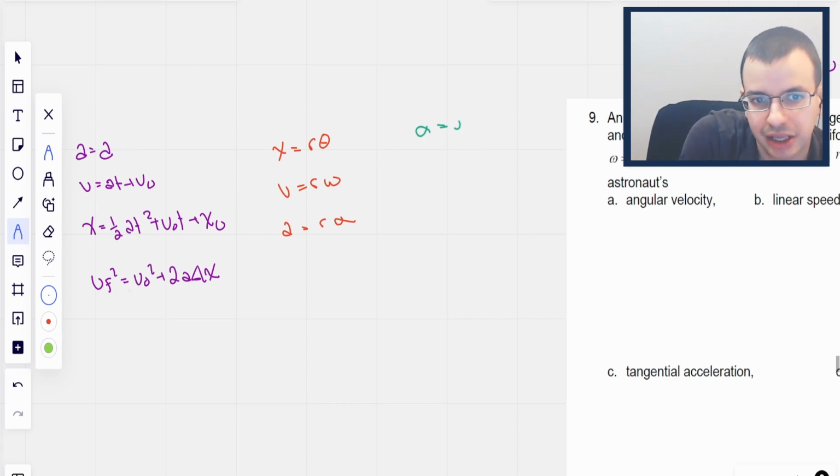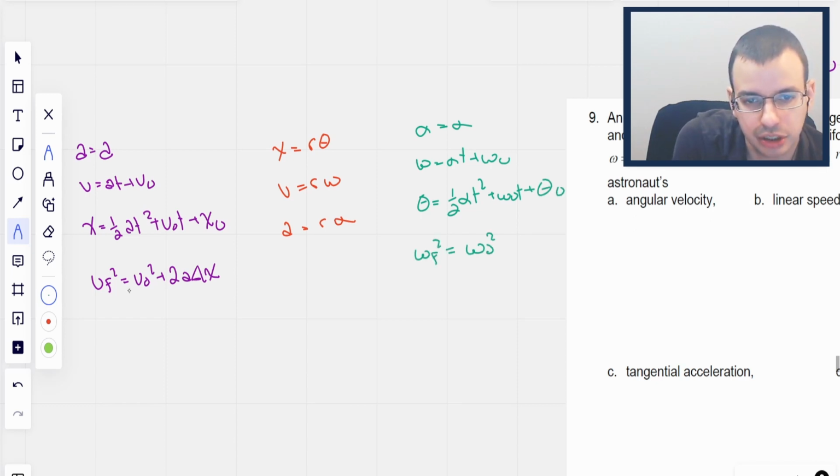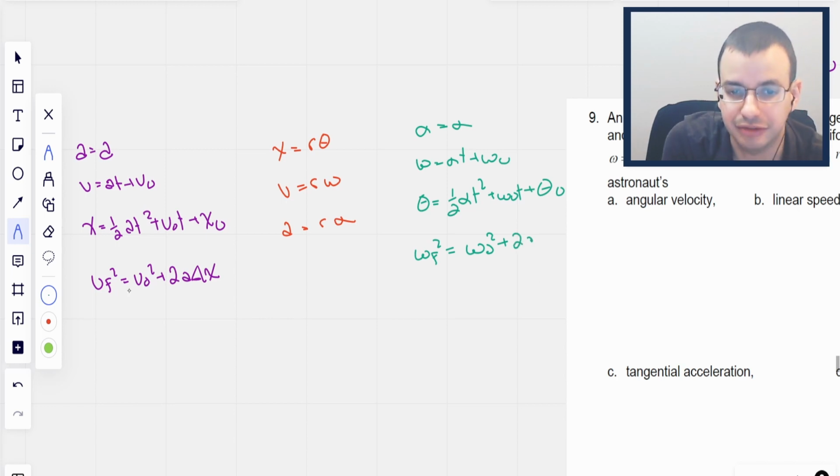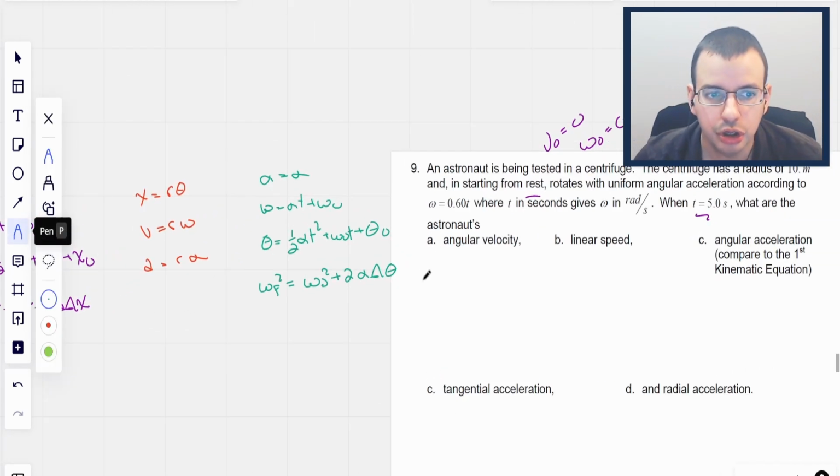So we're just going to write up the angular equivalent. We're just going to replace a with alpha, v with omega, and x with theta. So this becomes omega equals alpha t plus omega naught. Theta, angle, equals 1/2 alpha t squared plus omega naught t plus theta naught. And omega final squared equals omega initial squared plus 2 alpha delta theta. All right, so now we have everything together.